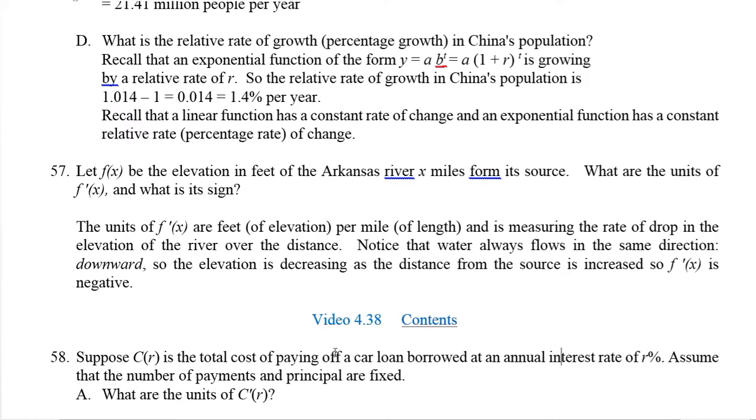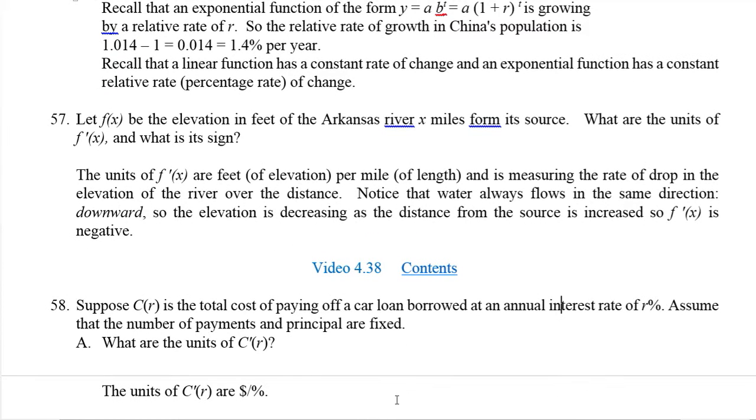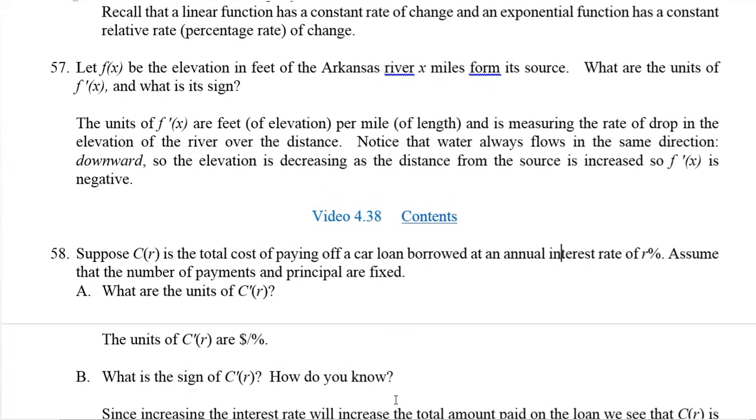Well, in general, the units of C prime of R will be the units of C divided by the units of R. We're paying off a car loan. If we're in the United States, that's going to be in dollars. And then R is in percent per year. So it's dollars per percent.